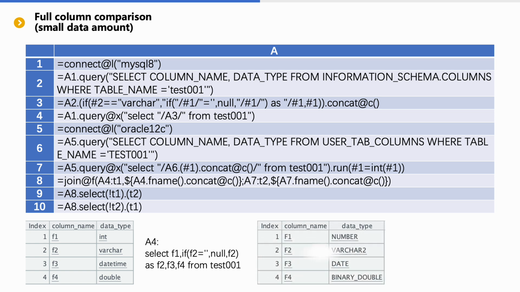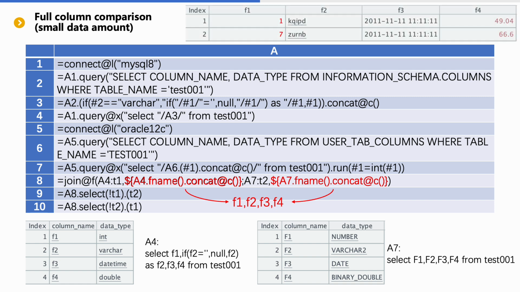Similarly, A6 retrieves the field names and data types of the target table from the Oracle database. The SQL actually executed by A7 is like this. Full column comparison can only find data that may not match any of the fields on either side, so the macros used in A8 are the full column names of the table sequences returned by A4 and A7.